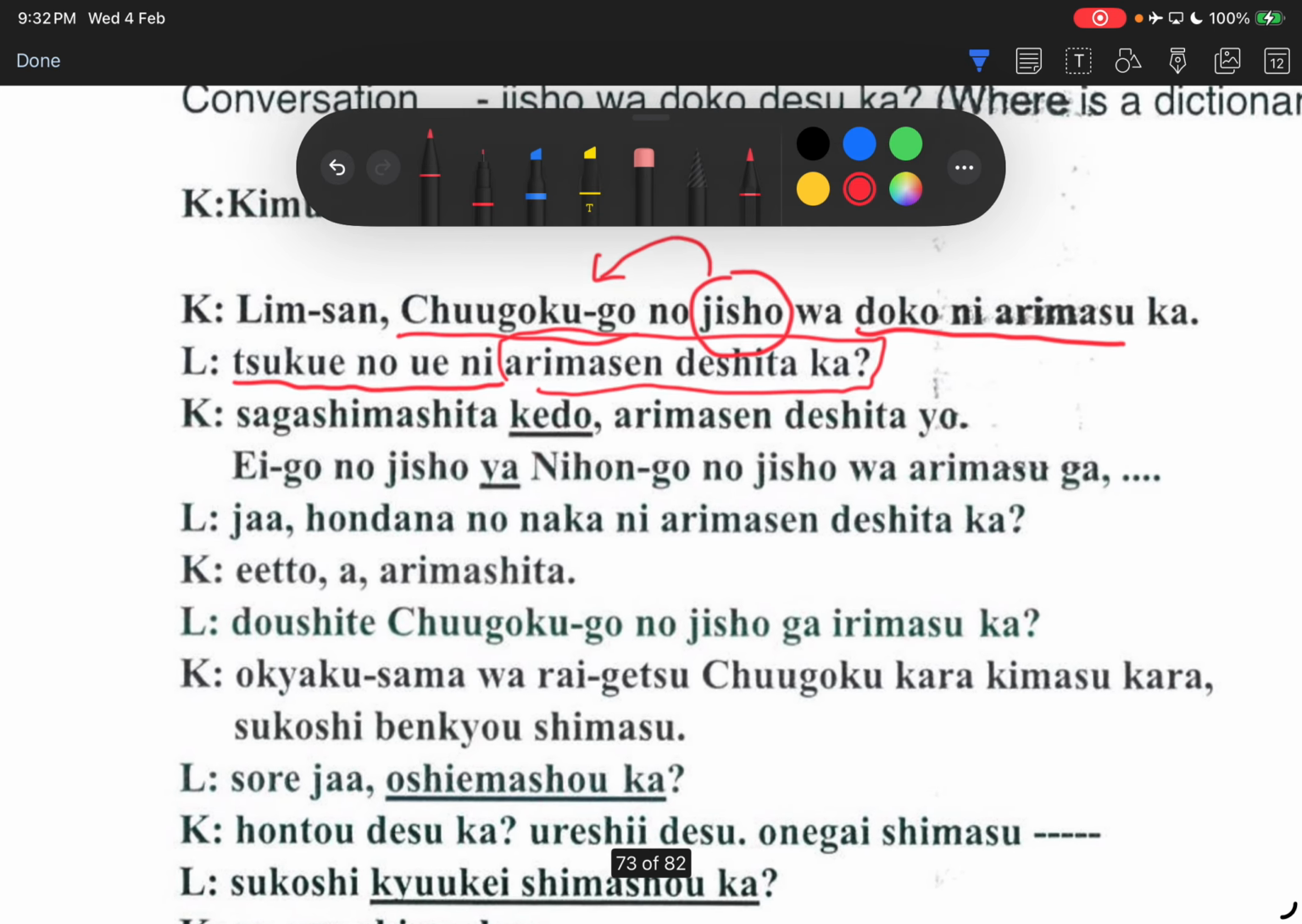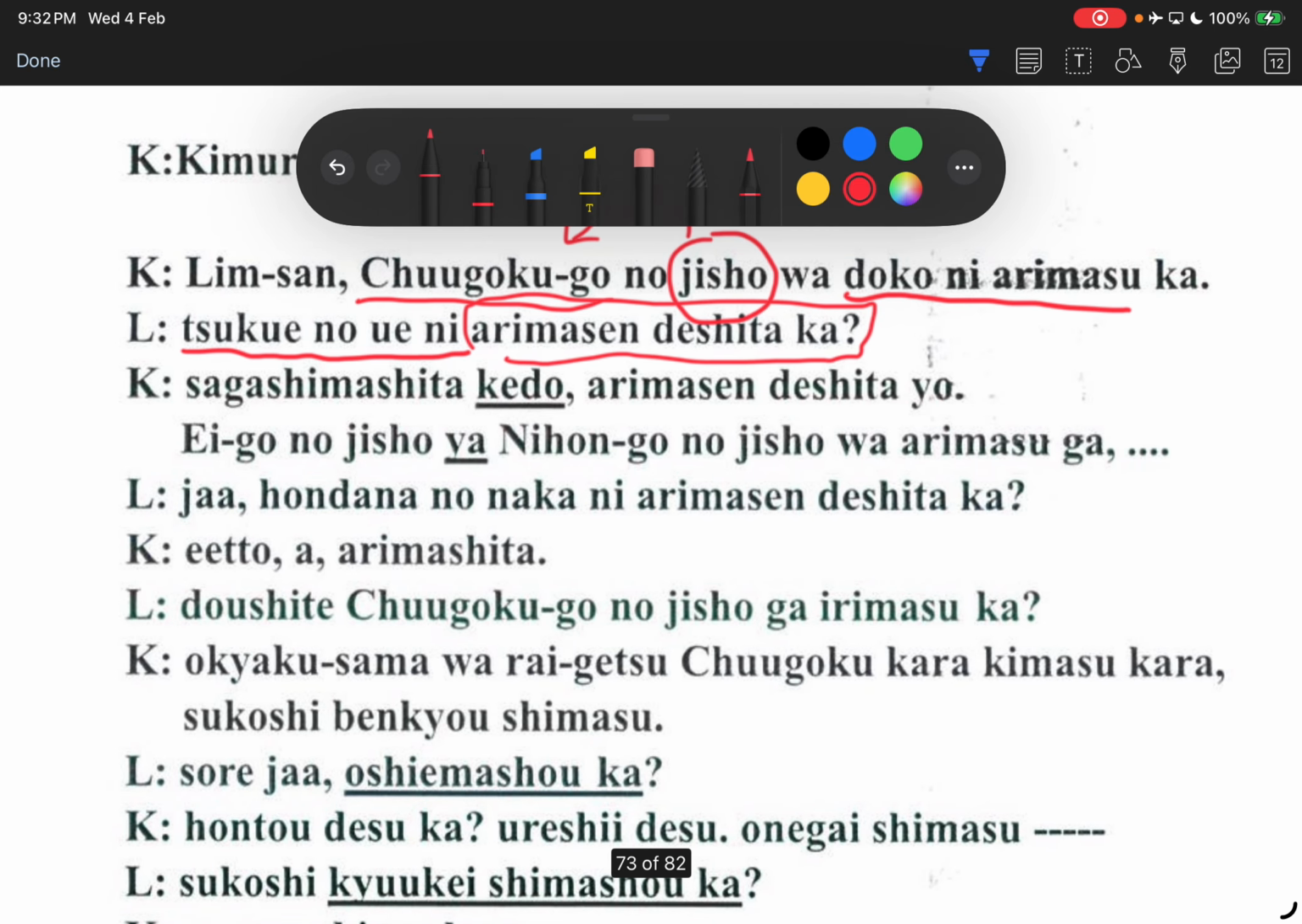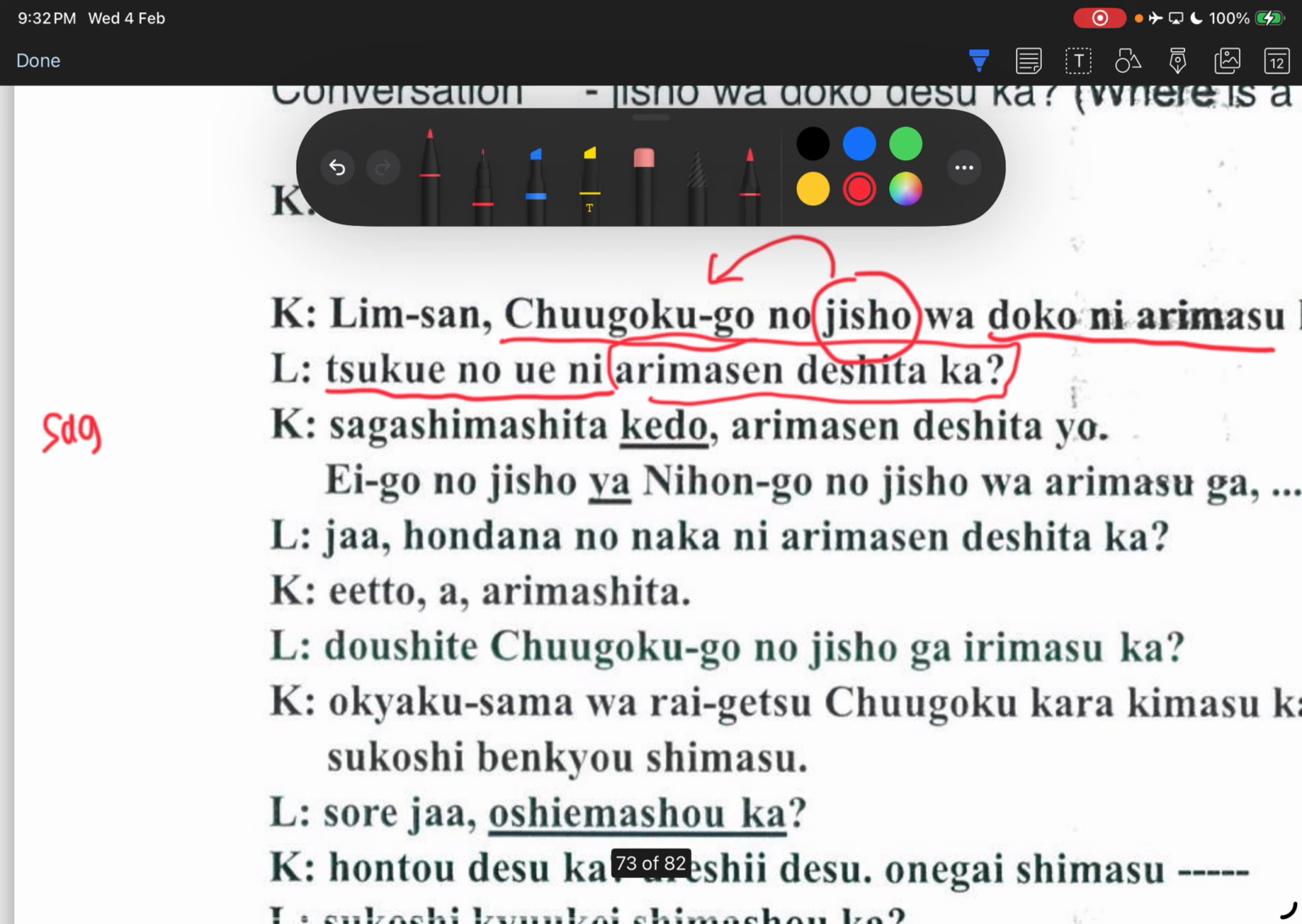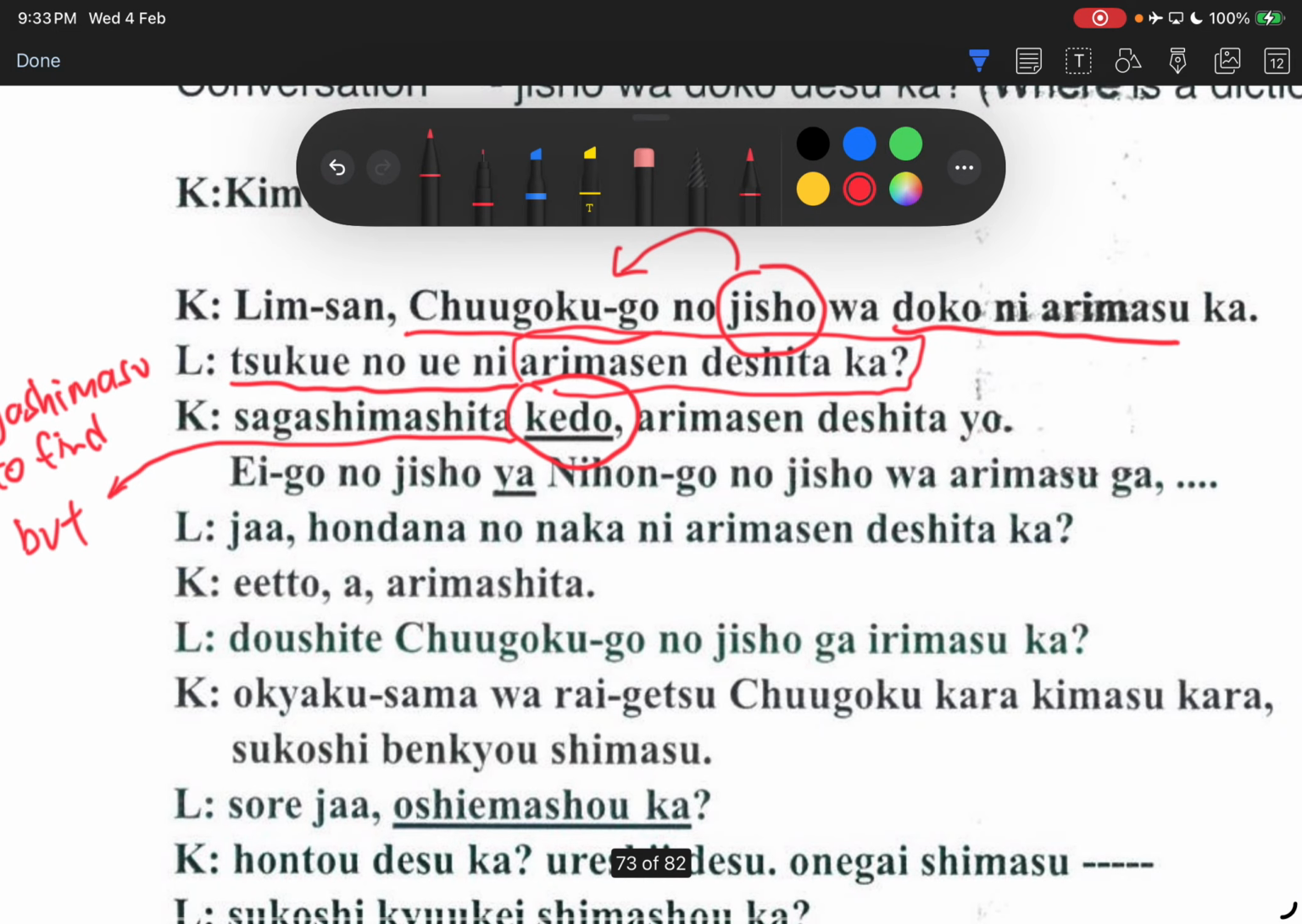Right? So case is 探しましたけど. 探しました comes from the word 探します. So 探します means to look for or to find. Right? This is to find. So 探しました means I tried to find. I tried to go and find. けど. So this けど is basically but. So 探してましたけど, I already tried to find, but then he says ありませんでしたよ.